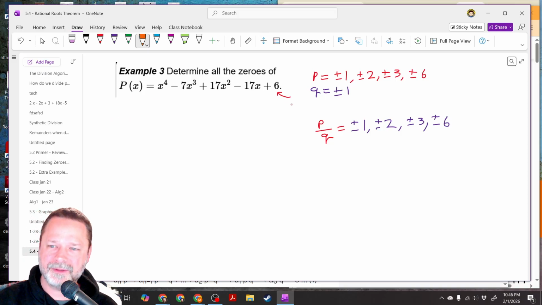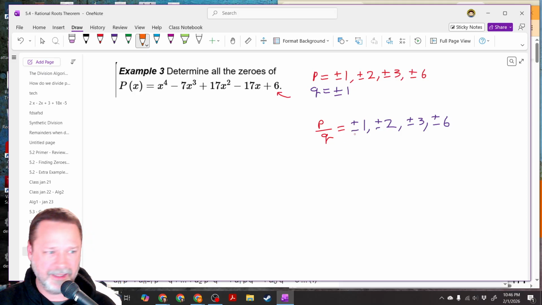So now we've got to start testing. So let's try, I think I want to try -1. So let's see if -1 will divide it, and the way I'm going to do it is I'm going to use synthetic division. So let's go ahead with the synthetic division. Is -1 a 0? In other words, x plus 1, is that a root?